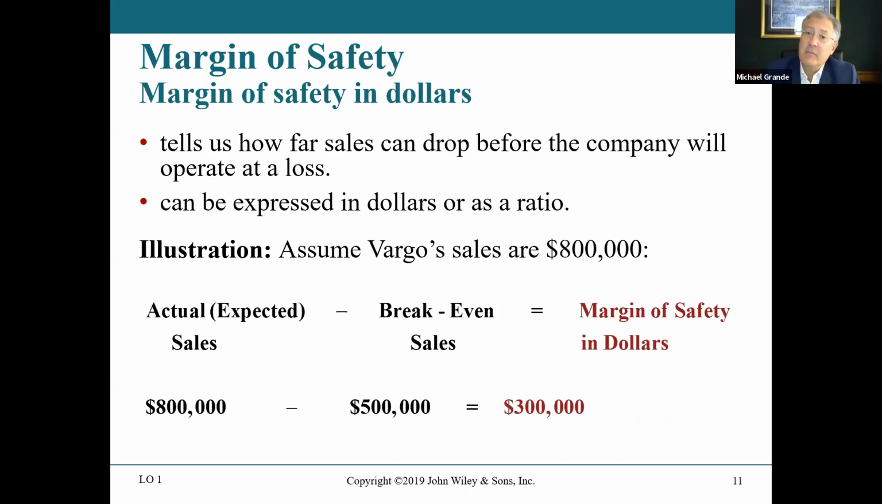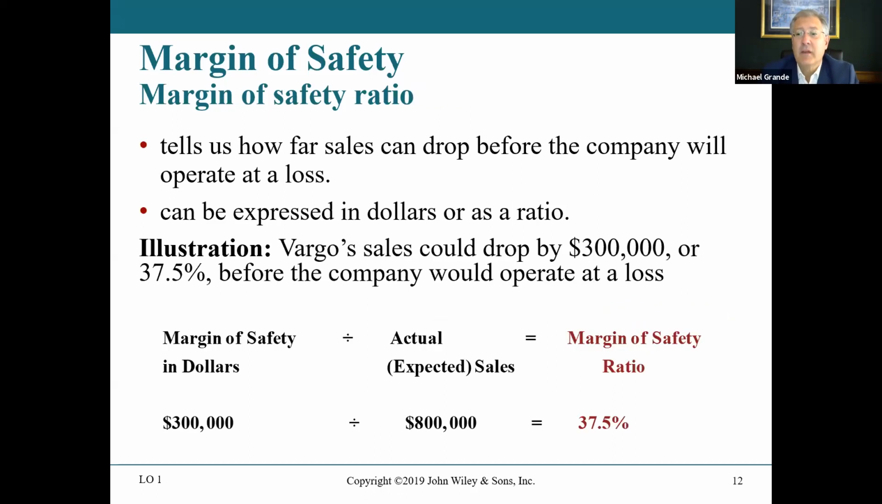We can calculate the margin of safety. Remember what the margin of safety is in dollars. It's the actual sales minus the break-even point in sales. In this case, it's $300,000. We can calculate the margin of safety percentage by taking the margin of safety divided by the actual sales. In this case, 37.5%.